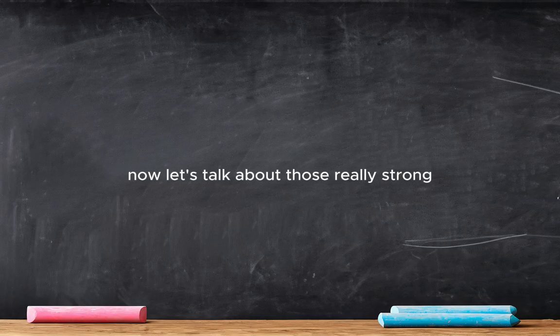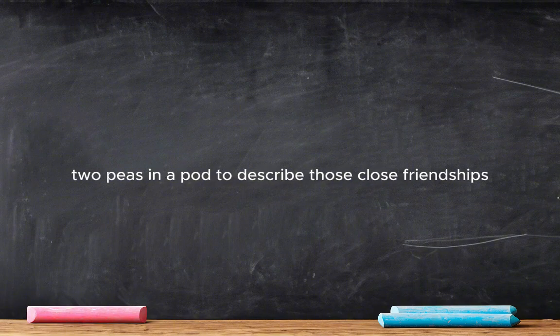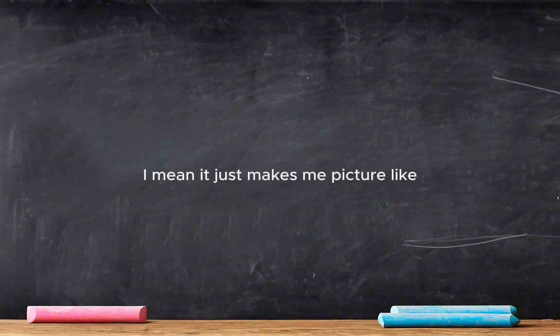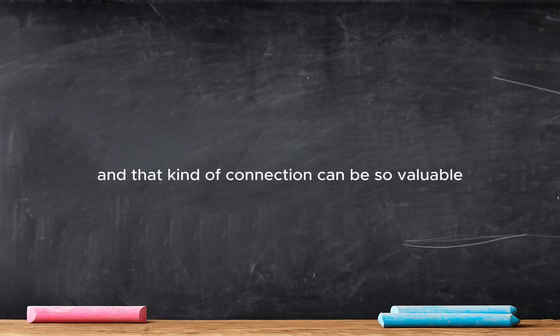Now, let's talk about those really strong positive relationships. Okay. The book has this adorable idiom, two peas in a pod, to describe those close friendships. I mean, it just makes me picture two little peas snuggled up together, completely inseparable. It's such a cute image. It perfectly captures that feeling of being so in sync with someone, sharing the same interests, values, even quirks, like you're two halves of a whole. And that kind of connection can be so valuable.